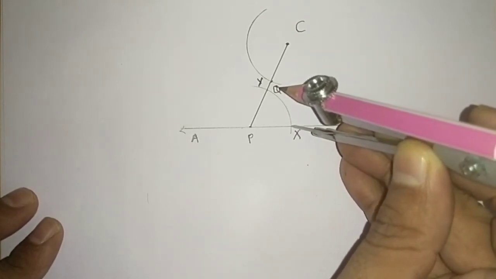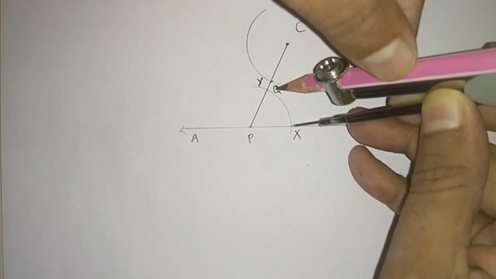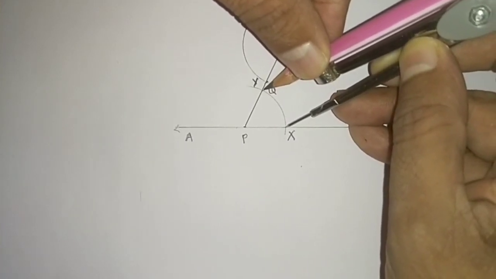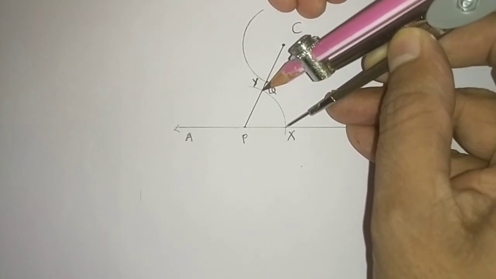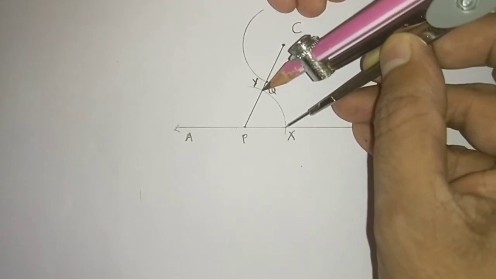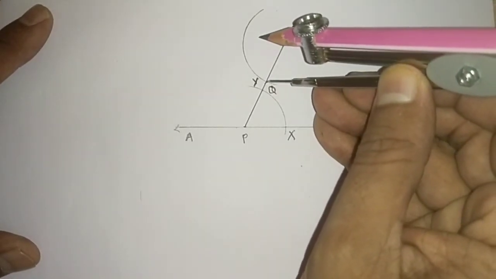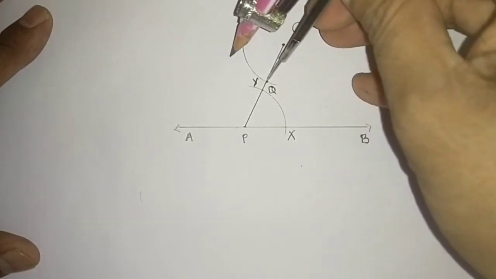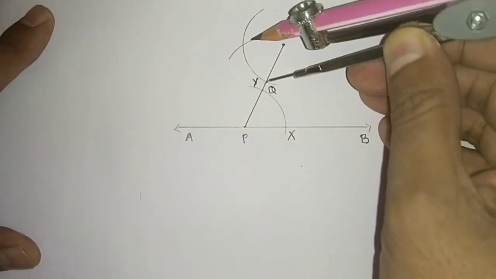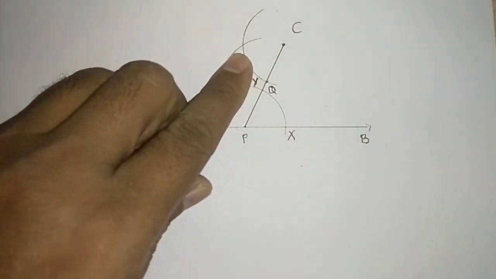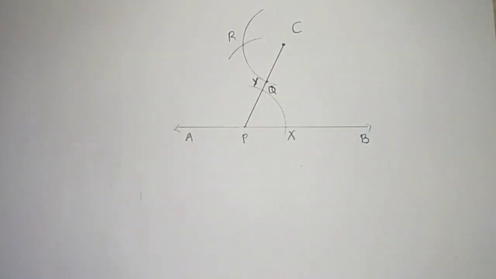This is on AB. I have put the needle on X and adjust this till Y. Open it till you reach Y. Okay, you have reached Y. Needle is on X and we are on Y. Now take this measurement, put it on Q, and cut the arc which we have drawn previously. Wherever it is cutting, name it as R.